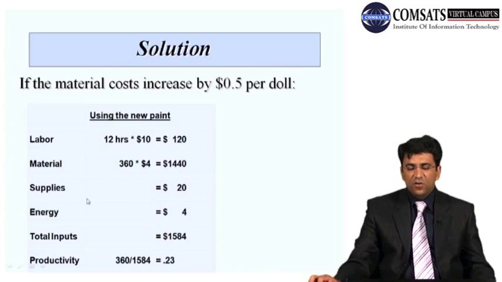Then supplies cost again will remain same, that is $20. Energy cost will remain same, and now the input cost is equal to $1584, and the productivity in this particular case will be equal to, again, output over total input, is equal to 0.23. So in this way, students, we can extract the particular information in order to solve the particular problems and in order to measure the productivity in the organizational settings.